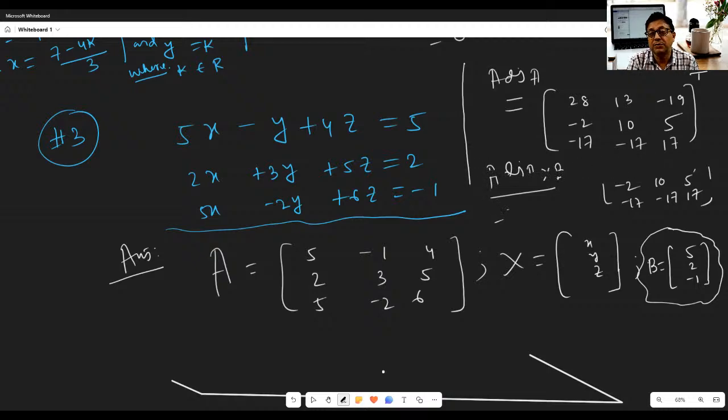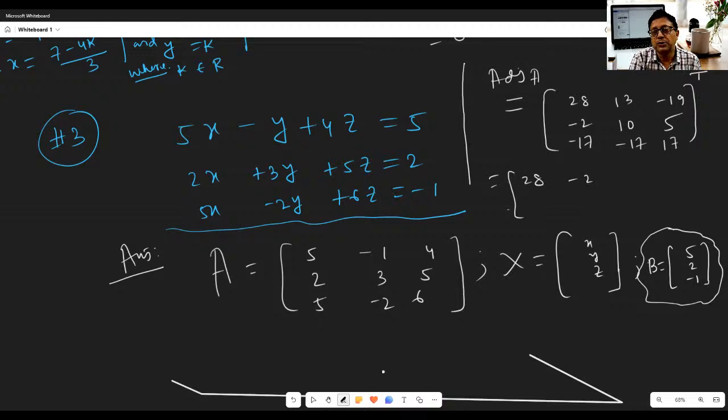We have just written the cofactor matrix. The transpose was not taken. So take the transpose and decide. This is 28, minus 2, minus 17, 13, 10, minus 17, minus 19, 5, 17.